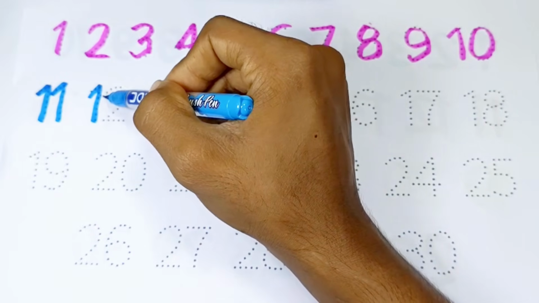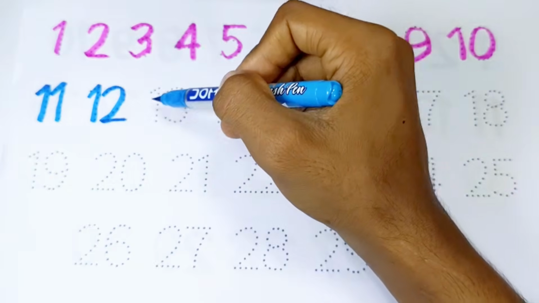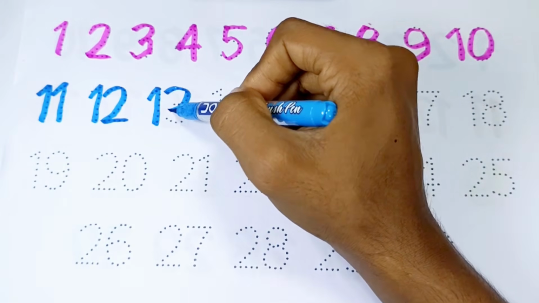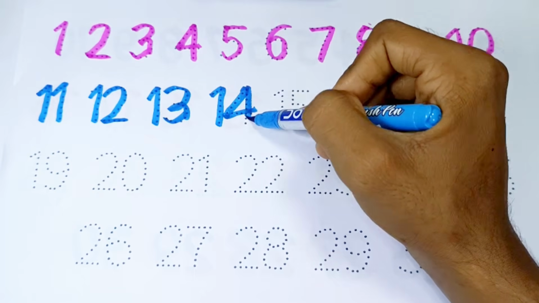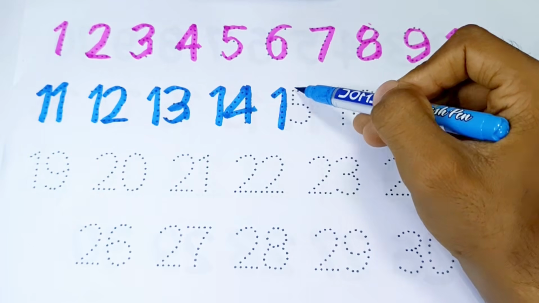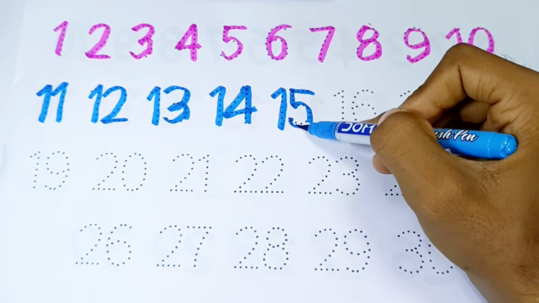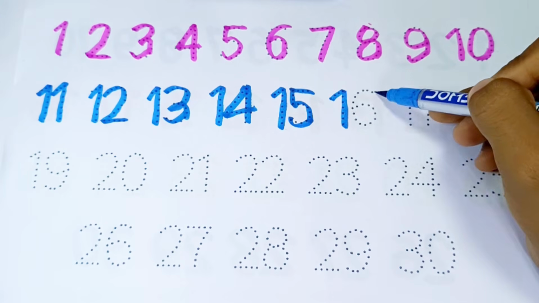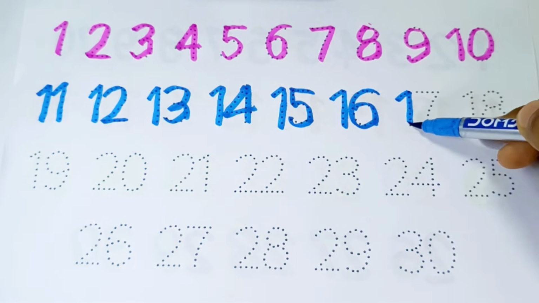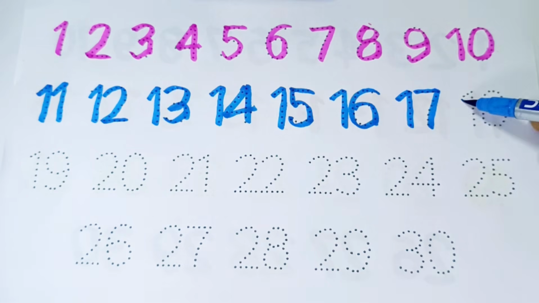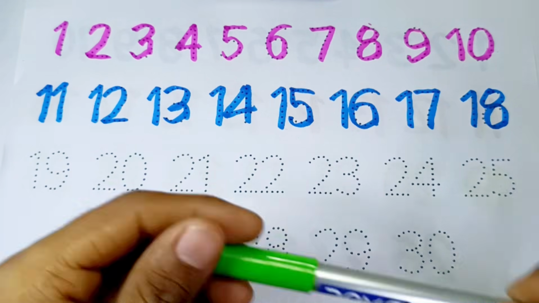11, 12, 13, 14, 15, 16, 17, 18. Kids, now you draw 19 and use light green color.